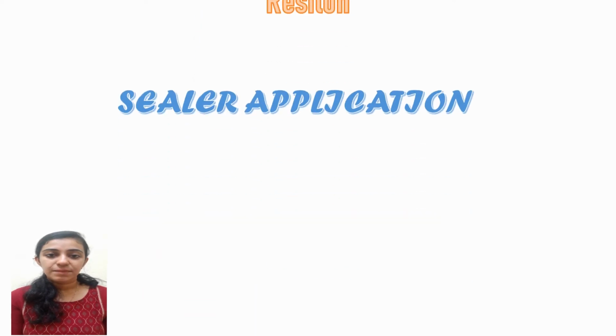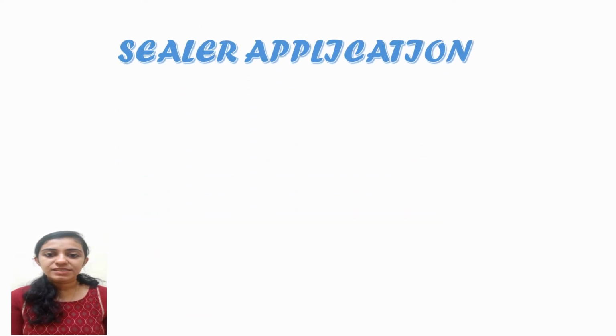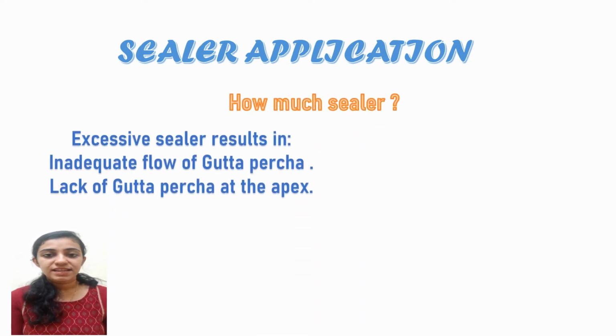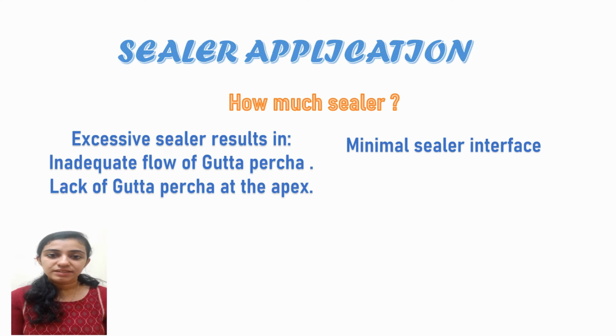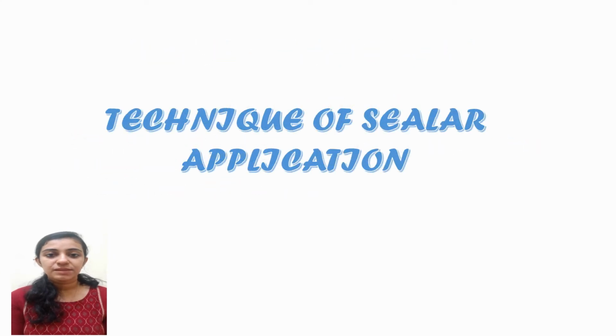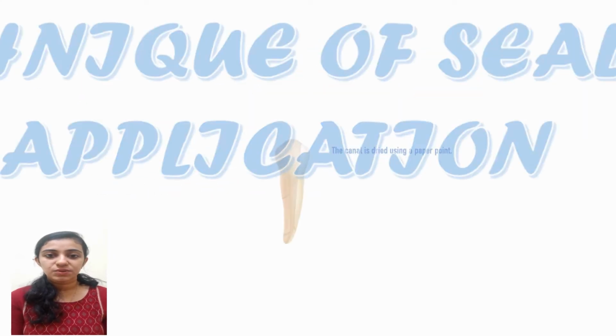Now coming to sealer application. Before explaining the procedure, let me tell you how much sealer should be applied for an adequate seal. Excessive sealer results in inadequate flow of gutta-percha as well as lack of gutta-percha at the apex. Here comes the concept of minimal sealer interface, which states that only a thin lining of sealer is essential. There are different methods for placing sealer, and in this video I'll be explaining the method using master cone.